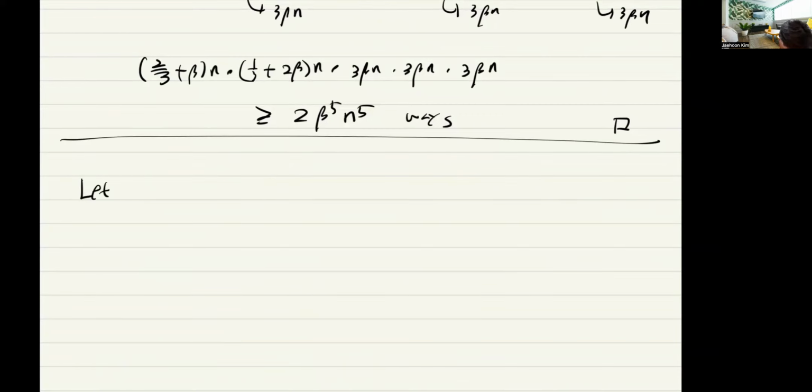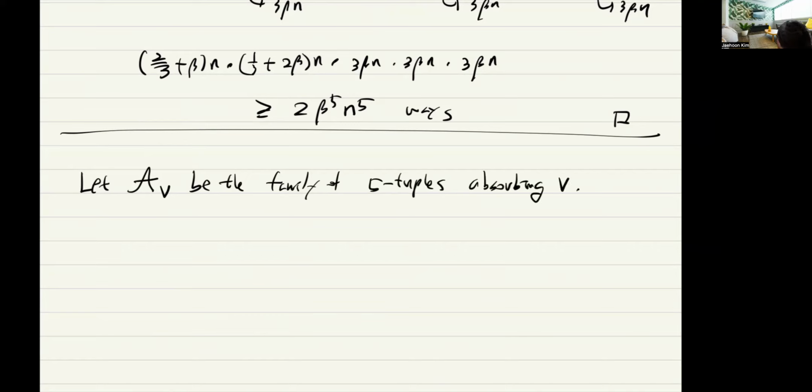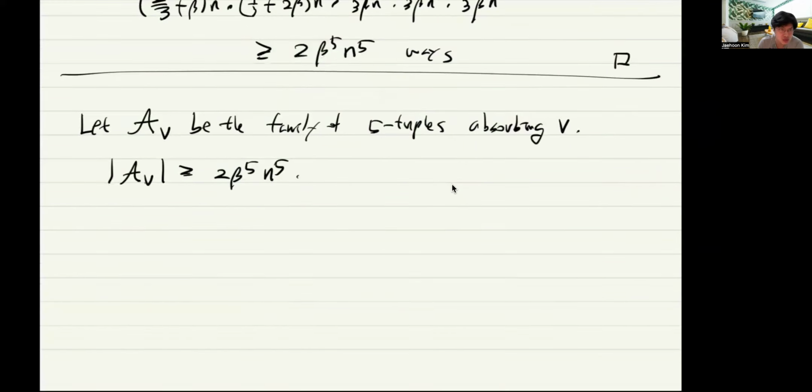Let H_A(B) be the family of 5-tuples that absorb this B. Then we have that it has at least 2 times beta^5 n^5 elements. So we now have this, and then using that, we will construct the absorber.